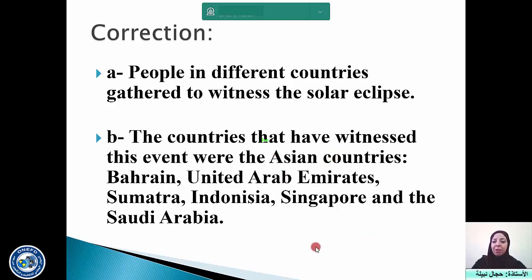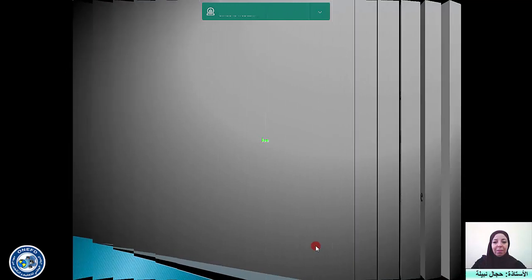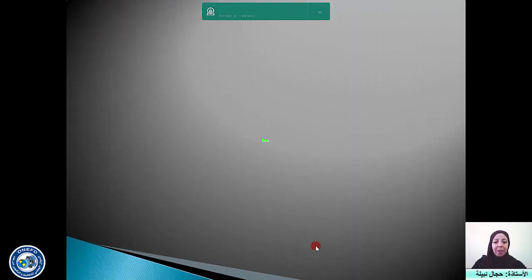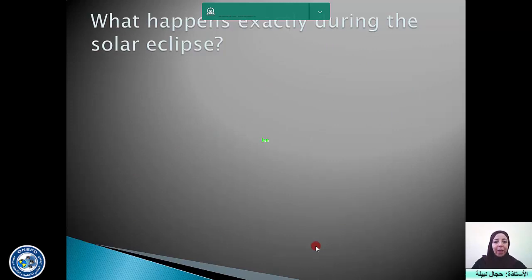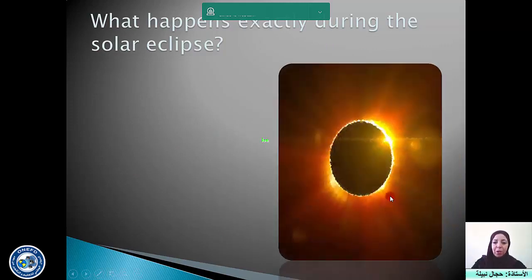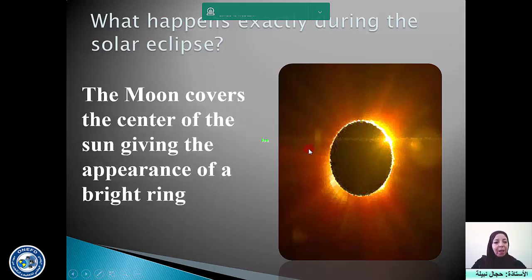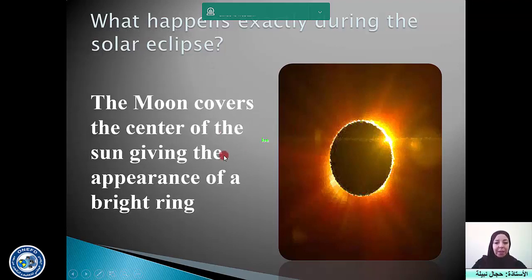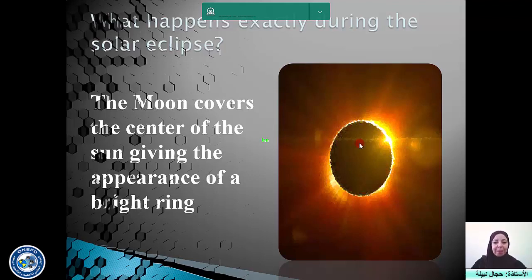Now, do you know anything about solar eclipse? What happens exactly in this event? Okay, so as you can see in the picture, there is something dark in the middle, hiding the sun. So at the edge here we are seeing the brightness of the sun. So what happens exactly? It's the moon that covers the center of the sun, giving the appearance of a bright ring. As you can see, it looks like a bright golden ring. It's so beautiful.